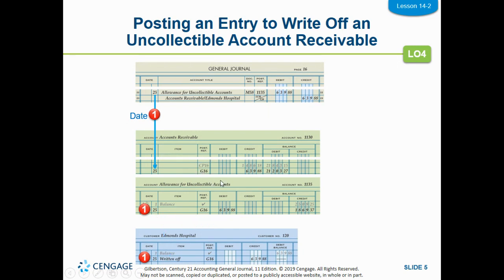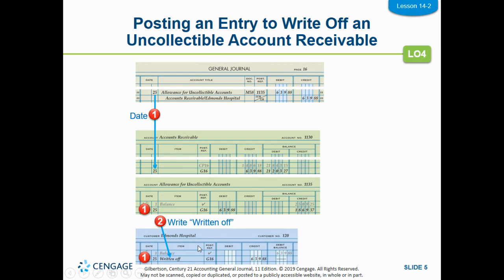Back up here, you can see what that does to my account balance. So if I'm crediting accounts receivable, it reduces the balance. Okay. And then I'm also posting that debit here to the allowance for uncollectible accounts. And you can see what that does. It reduces that balance.